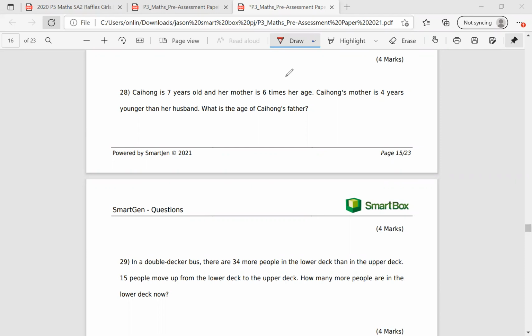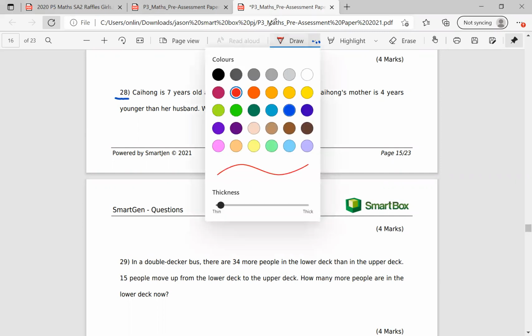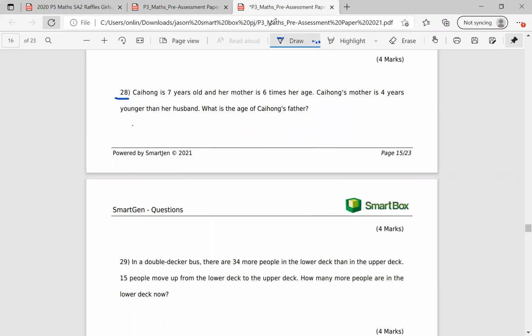So question 28 is quite a common question because it is an age question. You always have an age question in every paper. So we have Chai Hong who is 7 years old. Her mother is 6 times her age. Chai Hong's mother is 4 years younger than her husband. How old is Chai Hong's father? Okay, this one is considered an easy question.